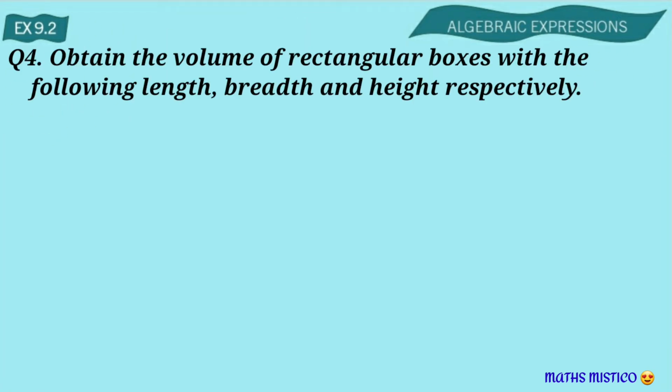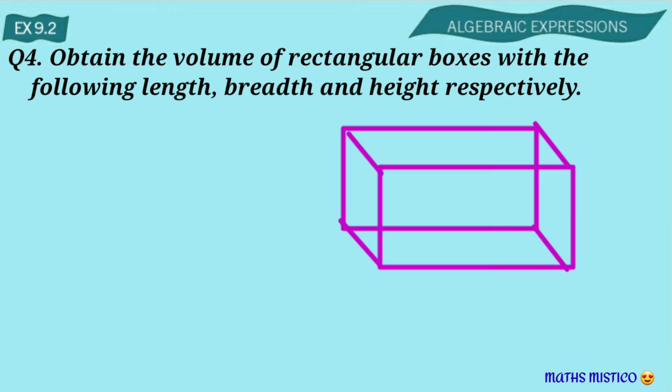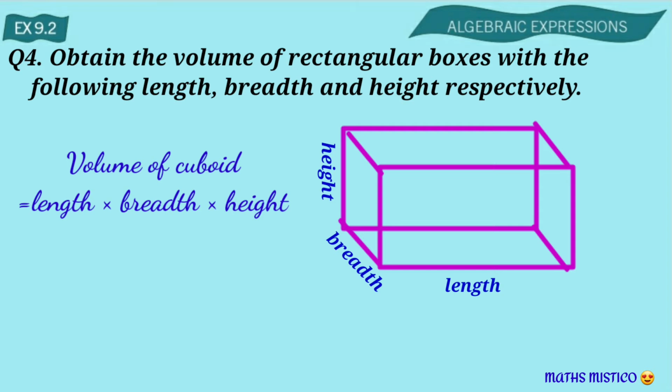Now in question 4, we have to find the volume of rectangular boxes. What is the shape of such boxes? It is a cuboid. A cuboid has 3 dimensions: length, breadth and height. And all these are given in the question. How do we find the volume? We have a formula for finding volume of cuboid and it is L into B into H.